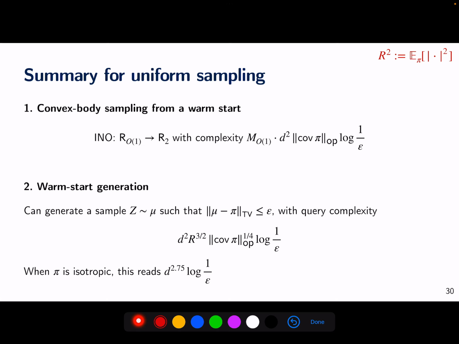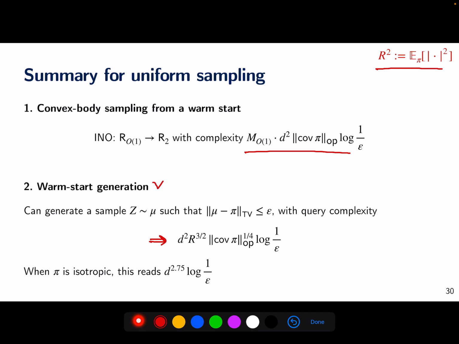So far, we have talked about isotropic convex bodies, but this can be generalized to general-shape convex bodies as well. Sampling from a warm start can be generalized like that. This is what we covered in the first part of the talk. And especially for warm start generation, we have a more general bound like that.